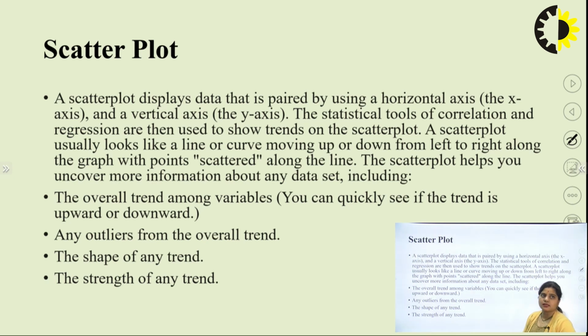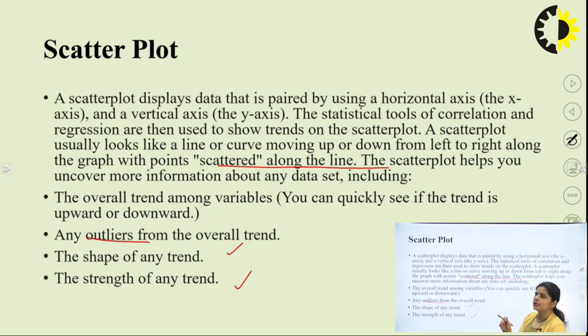Basically this statistical graph displays data paired by the horizontal axis and the vertical axis. The statistical tools of correlation and regression are then used to show the trends on this kind of graph. It looks like a simple line or curve moving up or down from left to right, with the points scattered along the line. The scatter plot helps you uncover more information about any data set, including the overall trend among the variables. If we have any outlier values from the overall trend, then the scatter plot can identify those outliers, the shape of the trend and the strength of the trend.